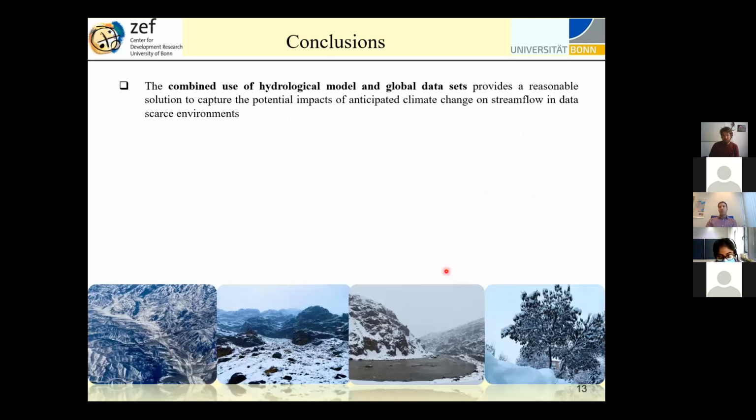The conclusion of my presentation is that using sophisticated hydrological models together with global data sets could pave the way for reasonable solutions in order to capture the potential impacts of anticipated climate change on stream flow in data scarce environments, because as I said earlier in my introduction, one of the key issues that we are facing is the data unavailability.